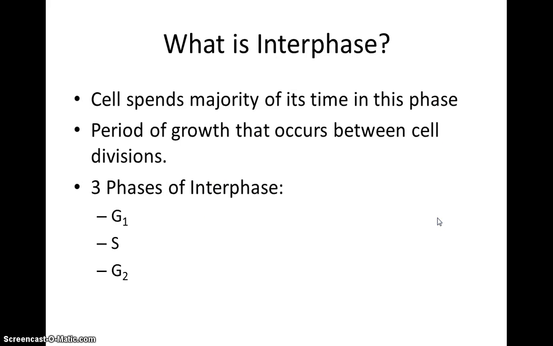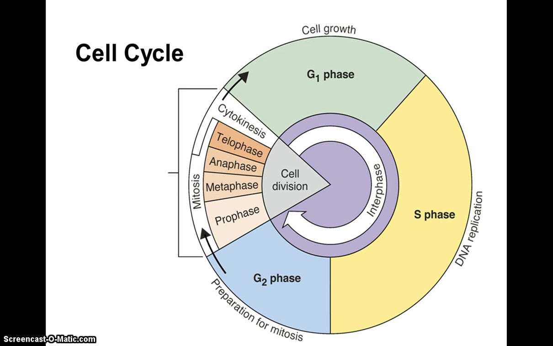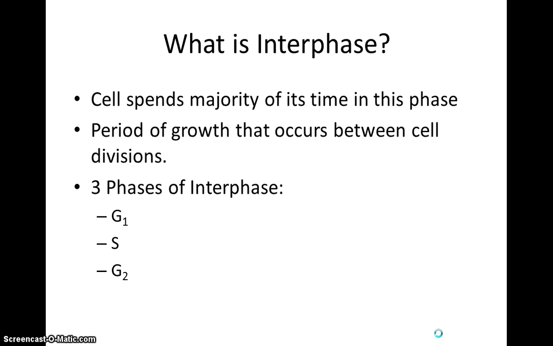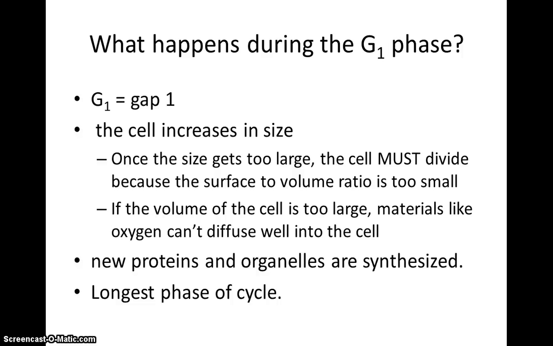Okay, so now we're going to go into first interphase, because as you saw from our graph, if we think of this as time, the cell is going to spend the majority of its time in interphase. And this is the period of growth that occurs between the cell divisions. So again, mitosis and cytokinesis together. And again, there are those 3 phases, so G1, S, and G2. And the G stands for gap, and then the S stands for synthesis. So we're going to look at each phase individually now.